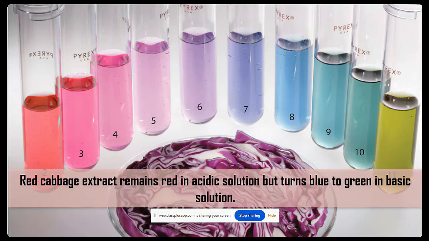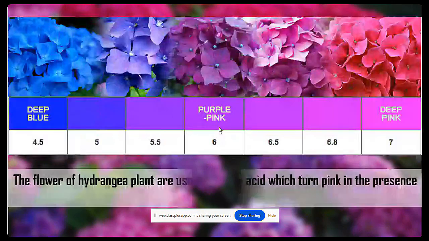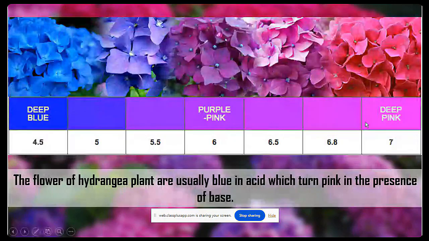Red cabbage extract remains red in acidic solution but turns blue to green in base solution. So it turns blue to green in basic solution. So here deep blue, purple, pink and deep pink. The flowers of hydrangea plants are usually blue in acid, which turn pink in the presence of bases.